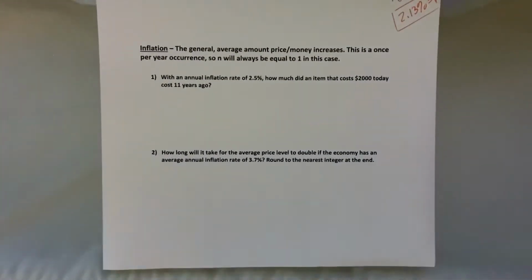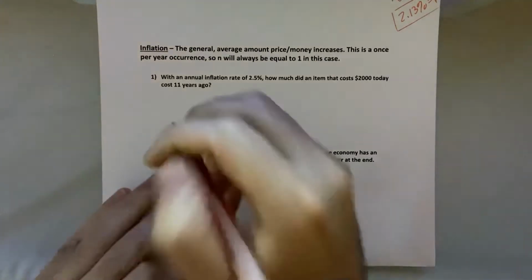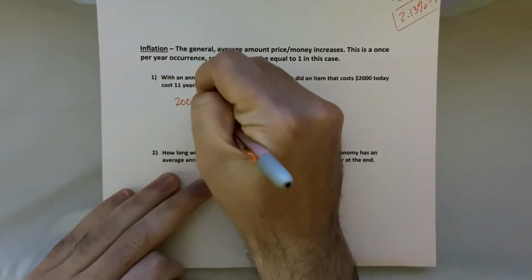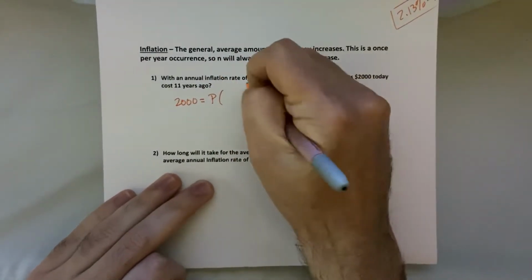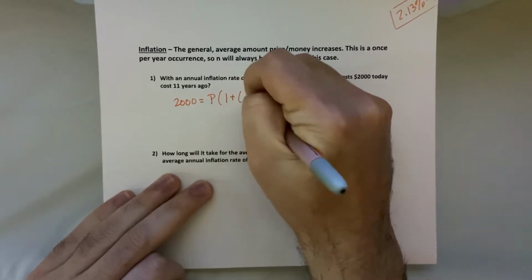So inflation, as a concept, is the amount of average, the price level that increases per year. It's usually somewhere in the 2%, near the 2%. So with an annual inflation rate of 2.5%, how much did an item that cost $2,000 today cost 11 years ago? So right now, it has a future value, which is really current, of $2,000. But what did it cost 11 years ago with our rate of 2.5%?